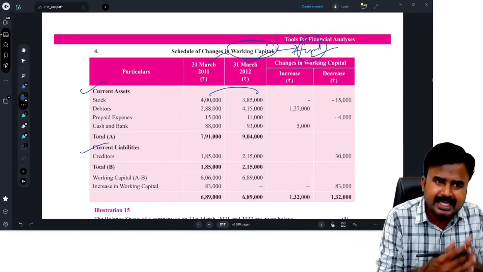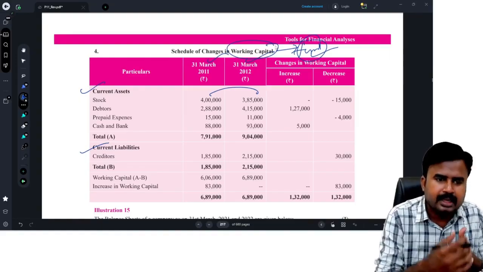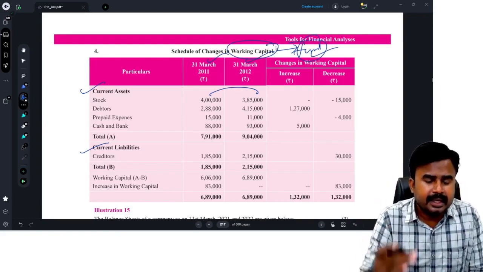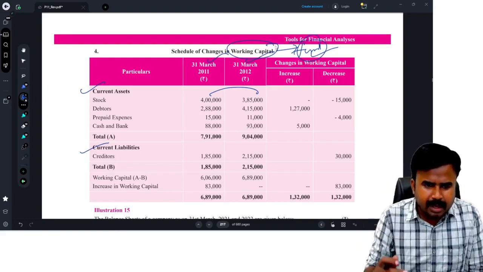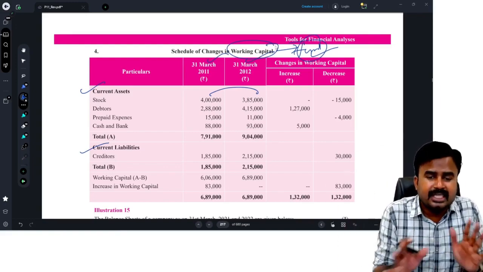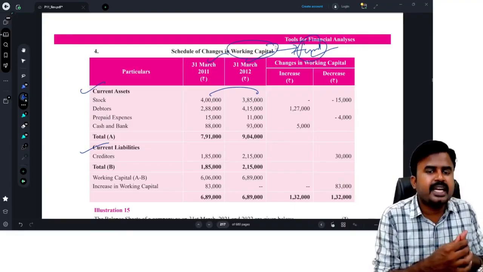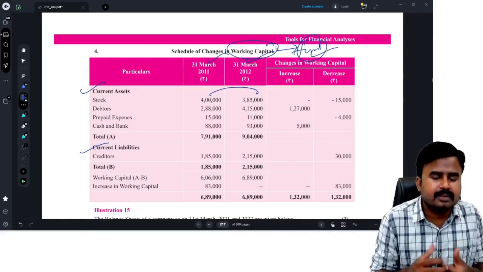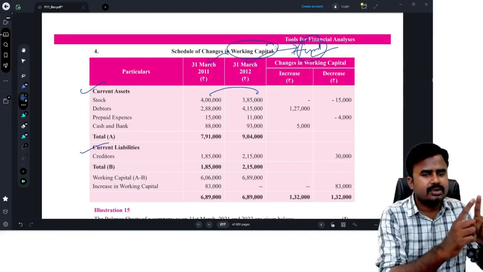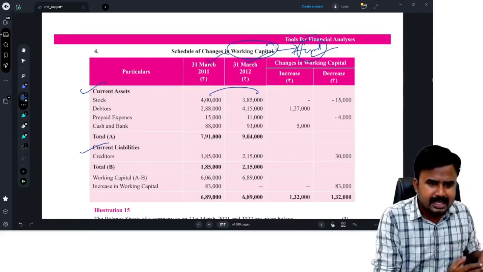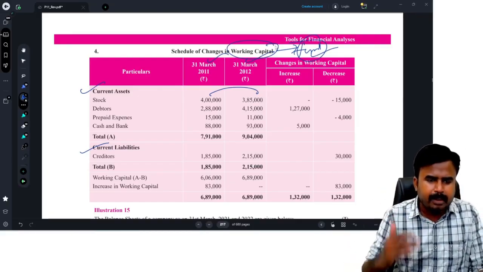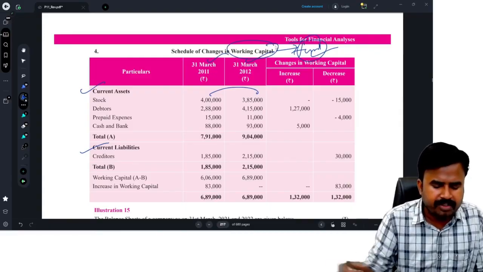Okay. Increase in current assets increases working capital. Decrease in current assets decreases working capital. Increase in current liability decreases working capital. Decrease in current liability increases working capital. Here the relationship is different. Current assets and working capital are directly related. Current liabilities and working capital are inversely related. That means increase in current assets increases working capital. Decrease in current assets decreases working capital. Increase in current liabilities decreases working capital. Decrease in current liabilities increases working capital. That's what we are doing here.